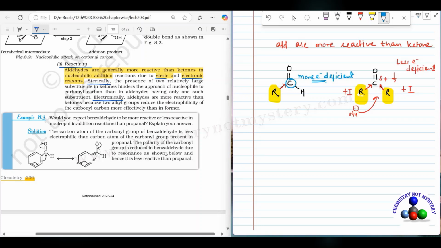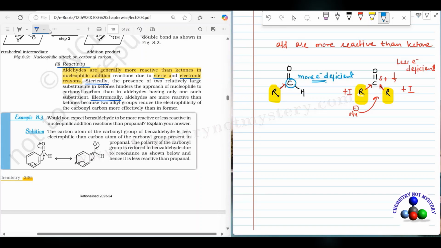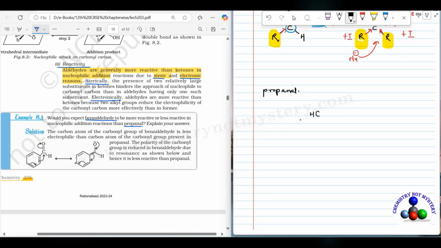Would you expect benzaldehyde to be more reactive or less reactive in nucleophilic addition reaction than propanal? So here you have to compare between benzaldehyde and propanal. Let's try to find out the answer to this question. First of all, draw the structure of propanal. This is CH3, CH2, C double bond O, and here this is H. So this is propanal. Now draw the structure for benzaldehyde.